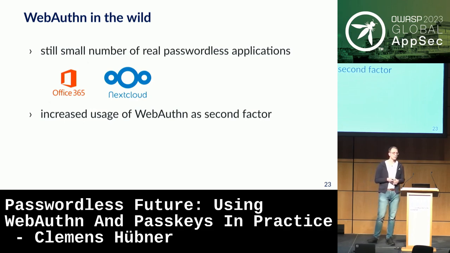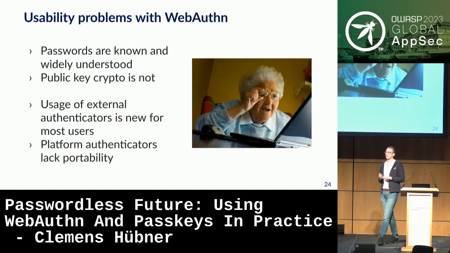So the question is, why is this? We saw most users are technically able to use WebAuthn. It is supported in all major browsers, major platforms. There are solutions. Why is it not really adopted on the application side? And the main reason there, I would say, are the usability problems with WebAuthn. So passwords, as bad as they are, as we learned, they are known and they are understood.